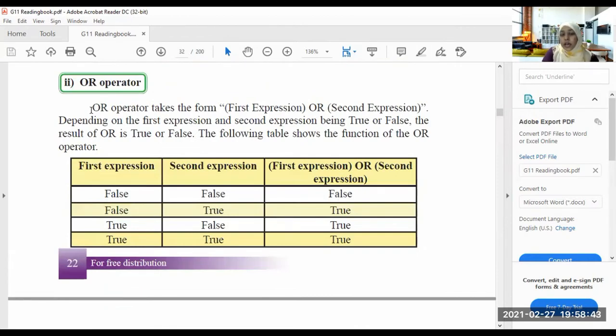For the OR operator, if any operator or any expression is true, then the output will be true. There is no need for all the expressions to be true. For example, here the first expression is false, the second expression is also false, so the result is exactly false. The first one is false, the second one is true, then it is true because one expression is true. Here also one expression is true, so the output would be true. Here both are true, so the output will be true.